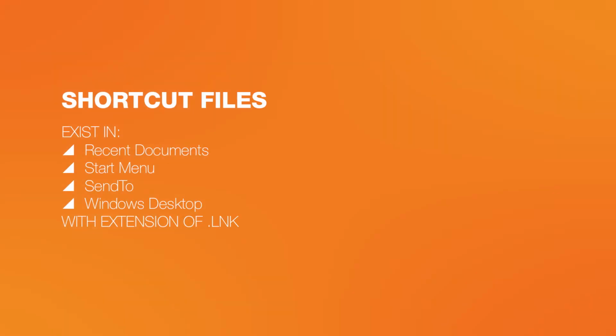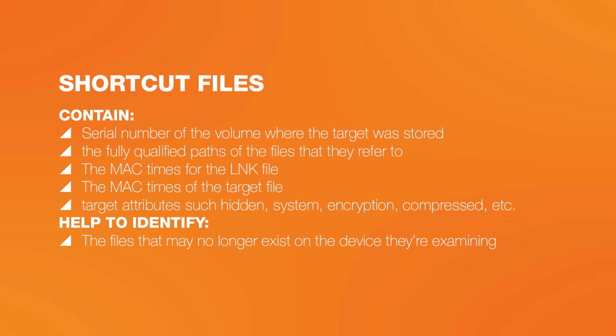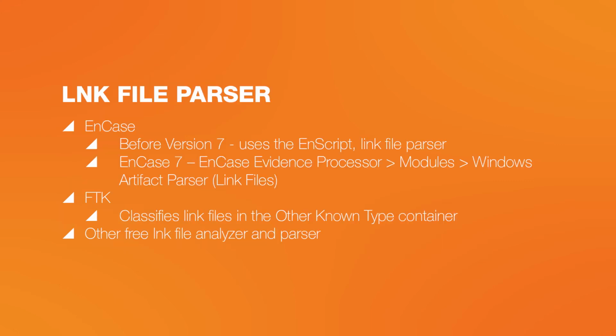The shortcut file information reveals the existence of files that may no longer exist on the device being examined. These files might have been wiped or deleted, or may still be stored on a USB or network share that was not acquired. This information can lead you to identify a missing piece of evidence. A number of tools, including EnCase and FTK, exist to parse out link file content for investigation.